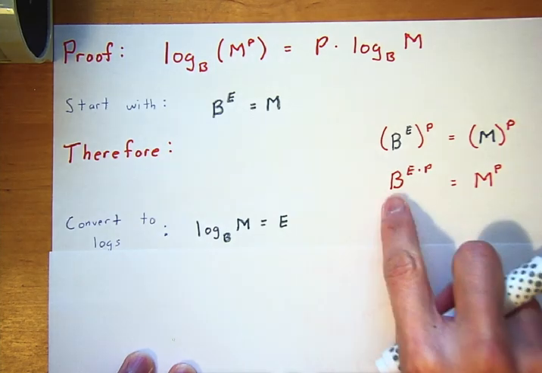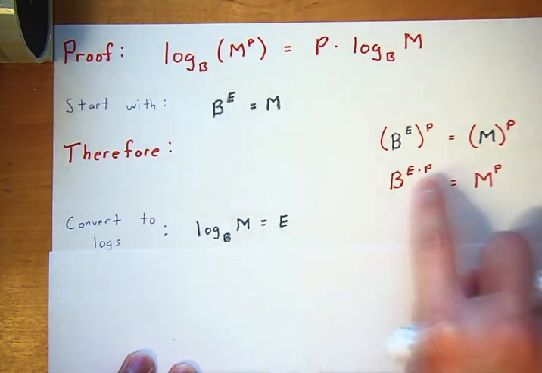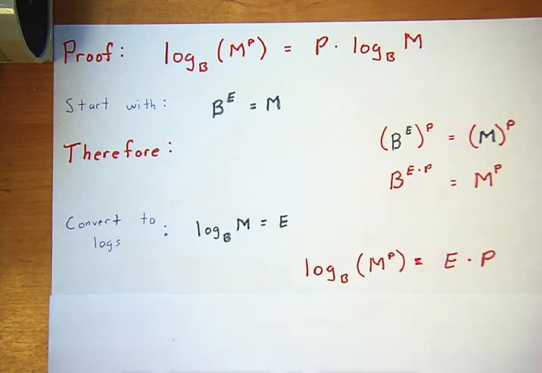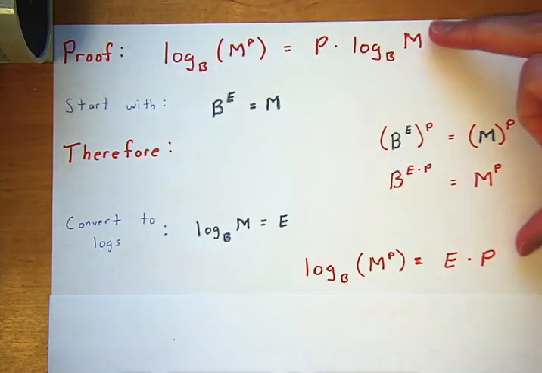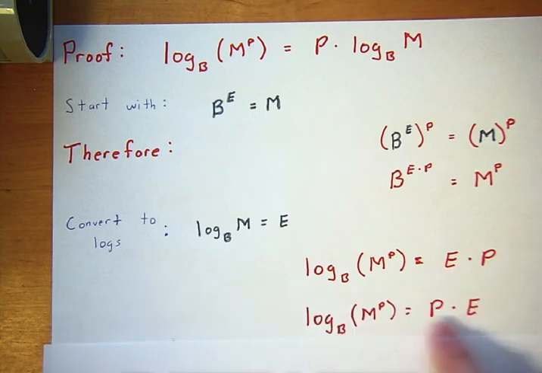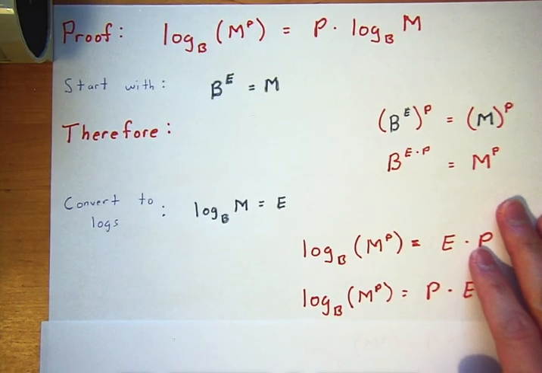This one is log base B of MP is equal to E times P. Now to make this look as similar as possible, I want to switch the order of the E and the P. This is the commutative property of multiplication. E times P is the same as P times E. So that's just me switching the order of the two.